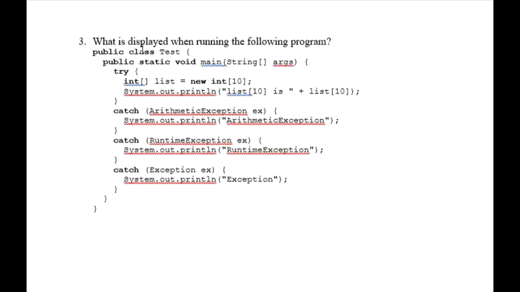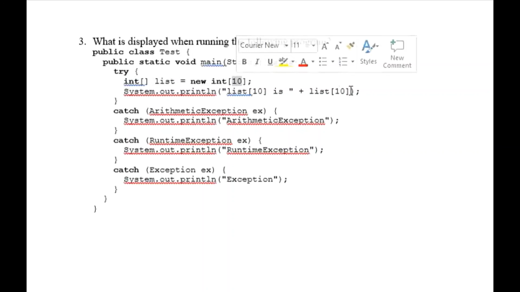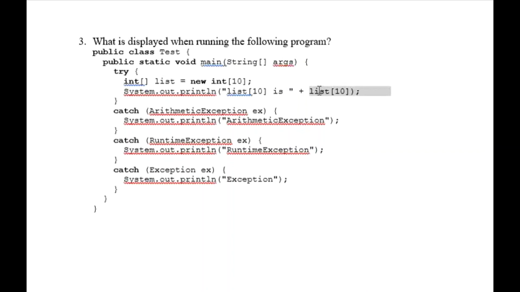Okay, what will be displayed when you run this program? Here you declare an integer array, by the way, and it contains 10 elements. Now, you are trying to print list of 10. I told you we don't have 10. It starts from 0 to 9. There is no element with the index 10. So this throws an exception called array index out of bounds exception, which is a subclass of runtime exception. So this will be printed. Runtime exception. This message will be printed. It's not an arithmetic exception.